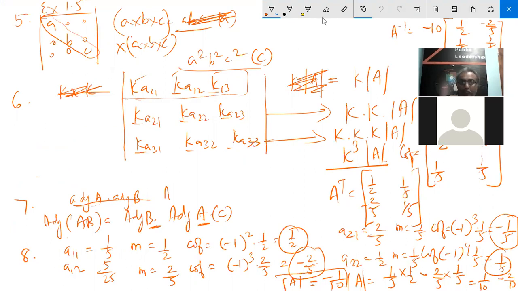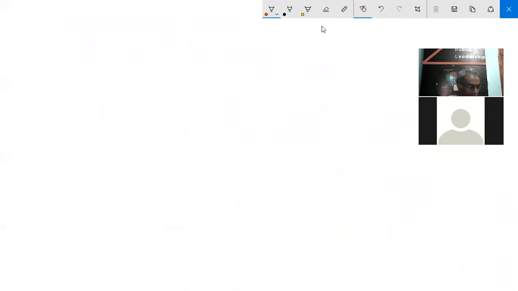Let us try 9 sum. 9 sum is telling AD minus BC not equal to 0. That means the inverse exists. So inverse exists. Then A inverse, I am going to find out.